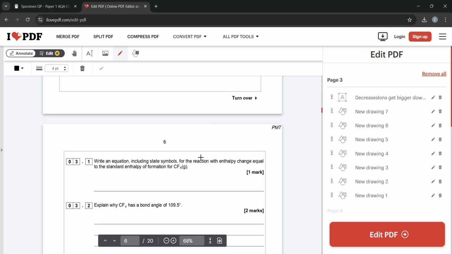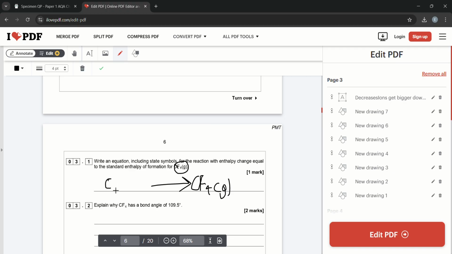Question 3.1. Write an equation using state symbols for the reaction with enthalpy change equal to the standard enthalpy of formation for CF4. There are only two key rules you have to remember for the standard enthalpy of combustion or formation. With formation, that's what we're forming. So we're forming CF4, and you just draw an arrow to it. That's the only tricky part, because the rest is pretty simple.